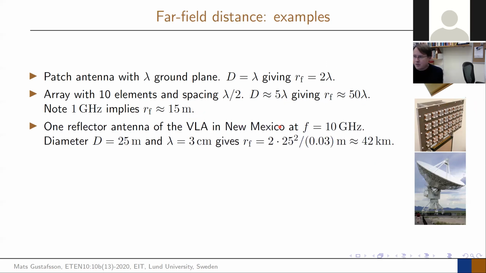If you do another interesting one, let's do this one. Let's do this parabolic reflector I showed you also pictures about for arrays. The diameter of these ones is approximately 25 meters. And if you use a wavelength of 3 centimeters, so somewhere in the mid-range of this structure, your far field distance is 42 kilometers. Do you think that's a lot, or what would you say?